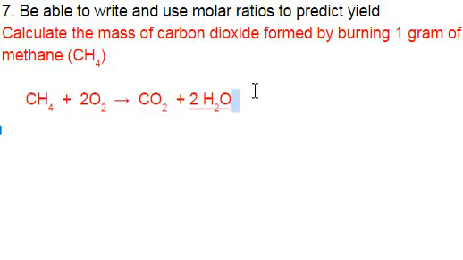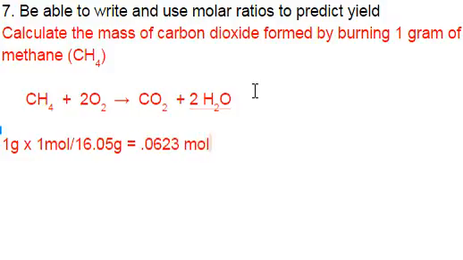So I'm going to assume you could come up with the balanced equation of CH4 plus 2O2 yields CO2 plus 2H2O. Then the work begins when you take your 1 gram of CH4 and multiply that by 1 mole per 16.05 grams. So you divide by the molar mass, basically, and you find out that you've got 0.0623 moles of CH4.